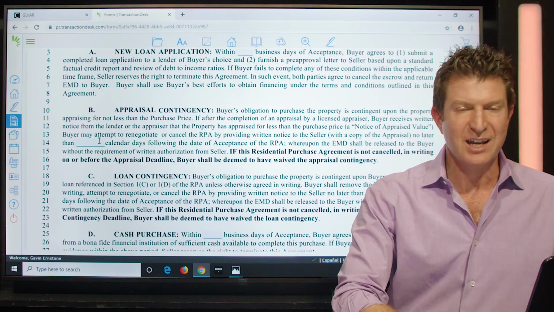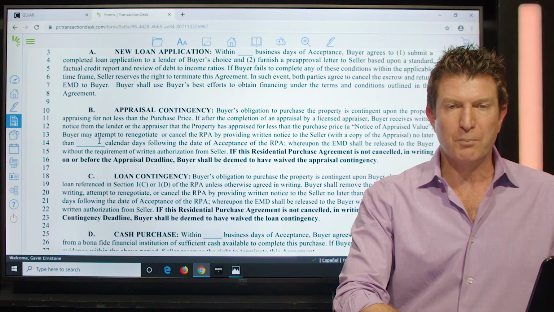Appraisal contingency. This is the amount of time that your buyer and the bank has to complete the appraisal.